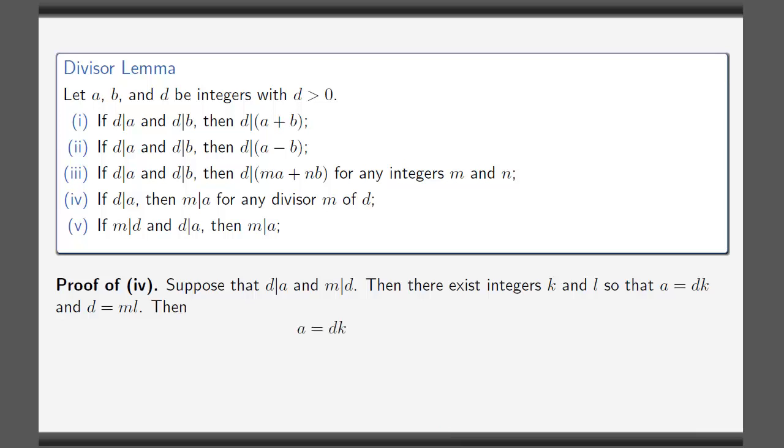Then, since we want to show that m divides a, we start with a, and we want to write it as a multiple of m. So a is equal to d times k. We'll replace d with something that's equal to it, which was ml. And then, after a little regrouping, we have written a is equal to m times lk. a is a multiple of m, so m is a divisor of a.